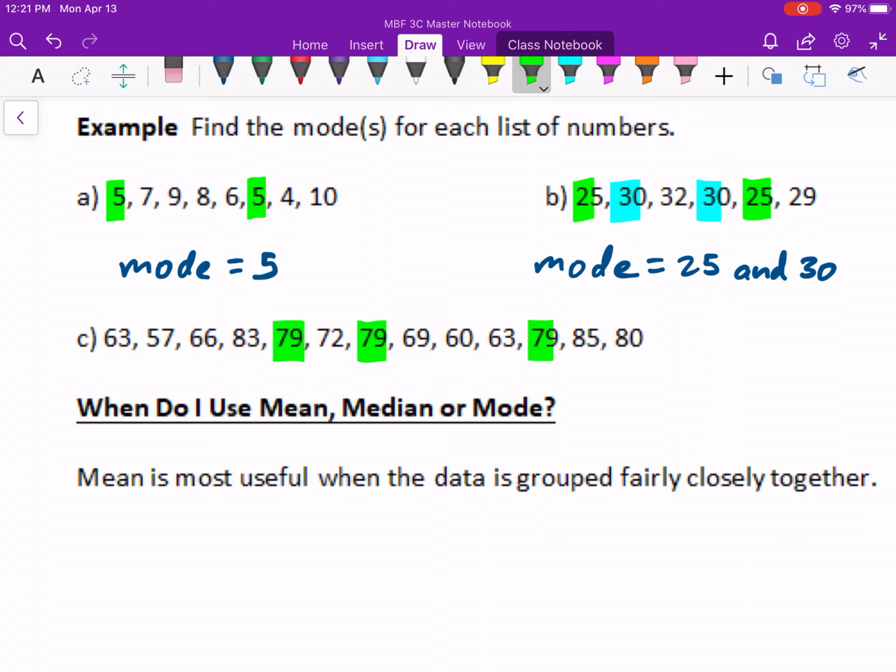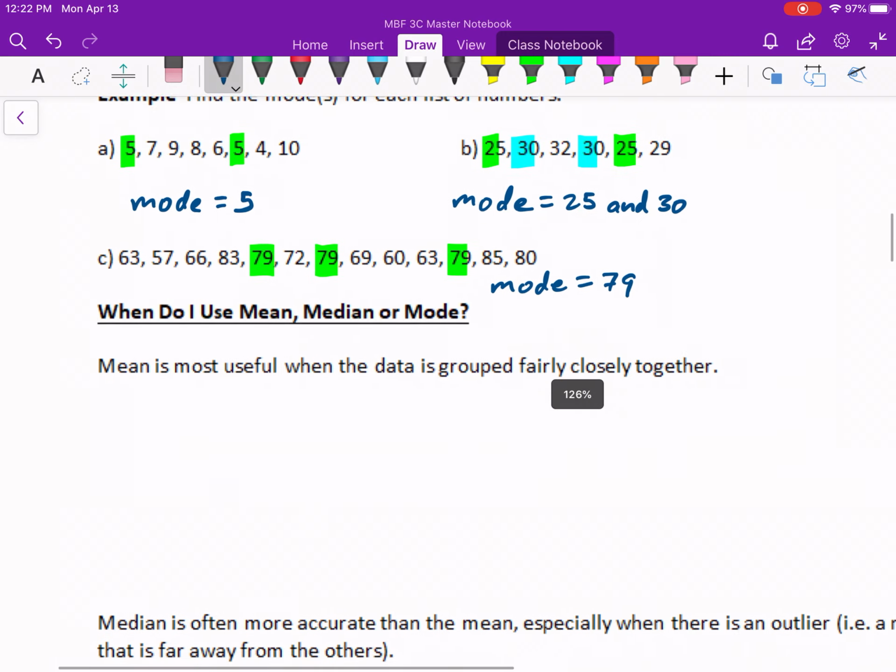I don't know if any other numbers turn up more than once, but even though 63 turns up twice, the fact that 79 turns up 3 times makes it the mode. And there's only one mode in this case. It's the single highest one if there's only one.